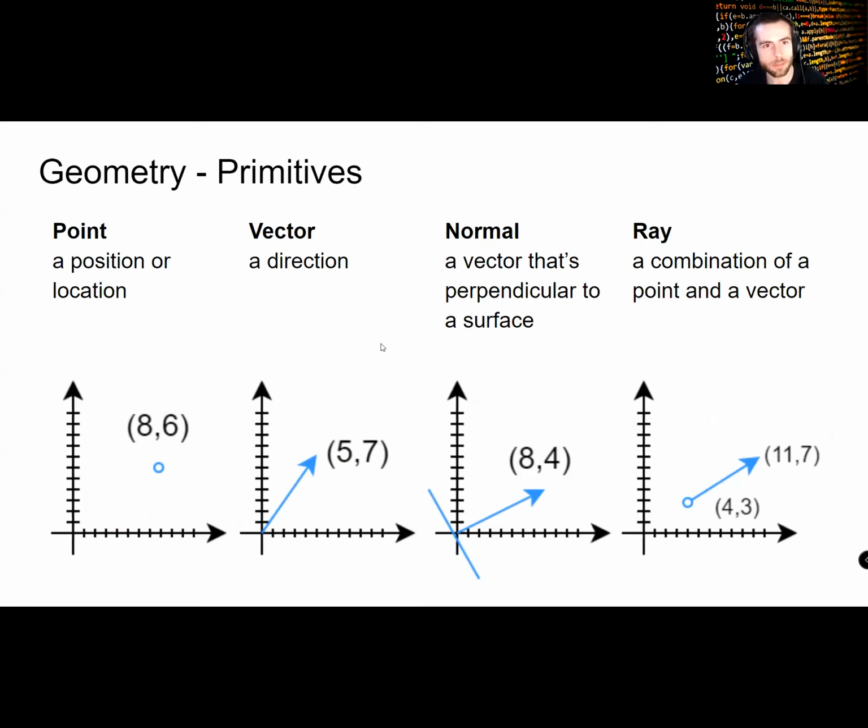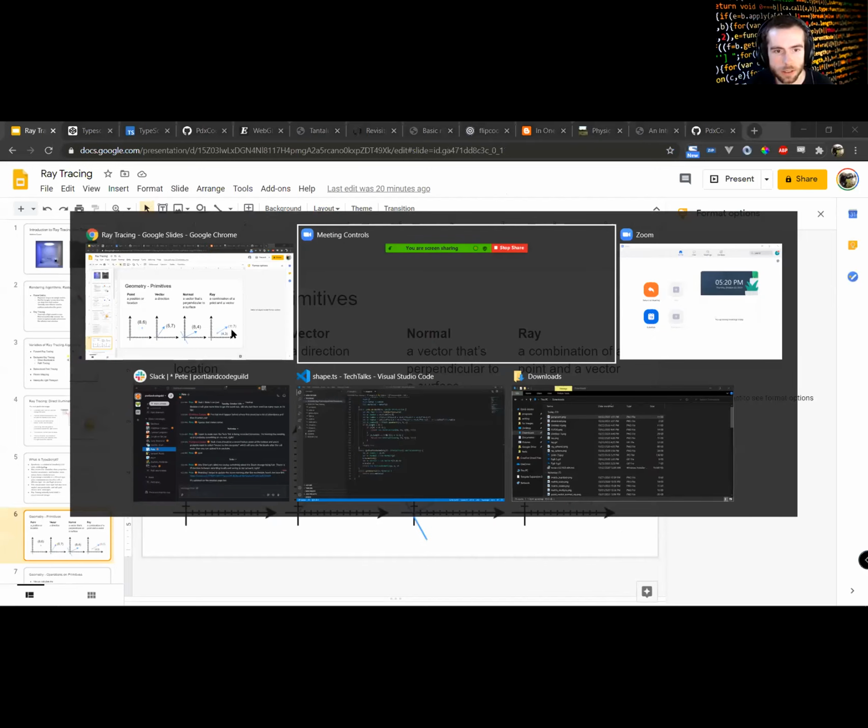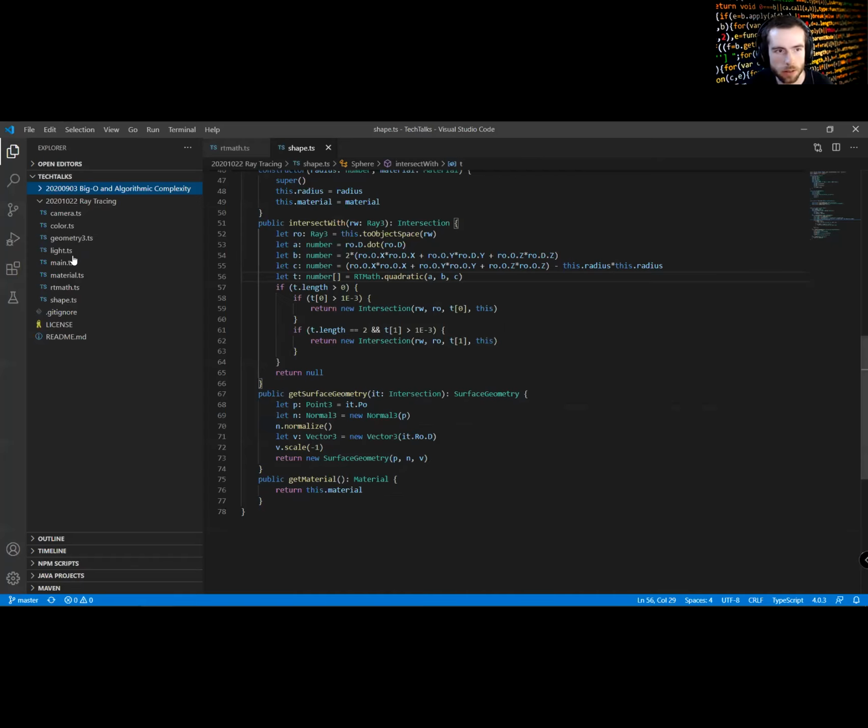Okay, so really quickly, there are some geometric primitives we have to cover. There's points, vectors, normals, and rays. So a point is like a position. A vector is a direction. A normal is a vector that's perpendicular to a surface. And this is actually going to be important later on because we're going to have to transform them in a specific way to make sure that they're still perpendicular to the surface. And then a ray is a combination of a point and a vector. So it's got a position and it's got a direction. That's what a ray is. Let me switch over to my code really quick.